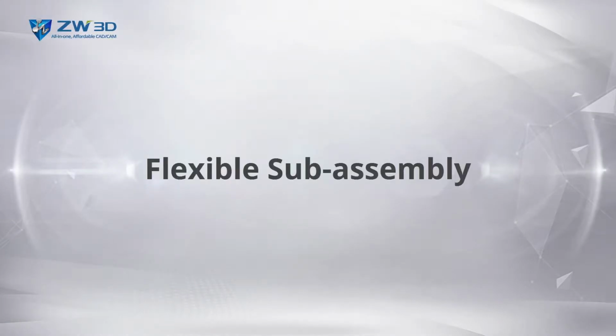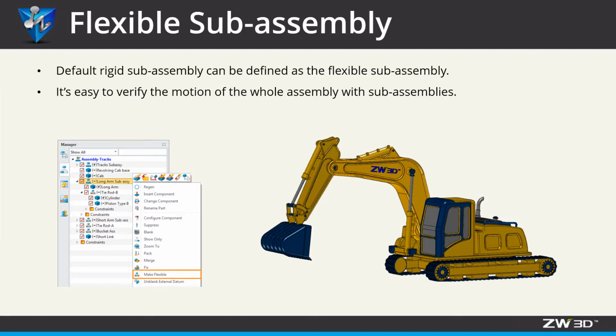Flexible sub-assembly. The default rigid sub-assembly can be defined as a flexible sub-assembly. Designers can easily verify the motion of the whole assembly.